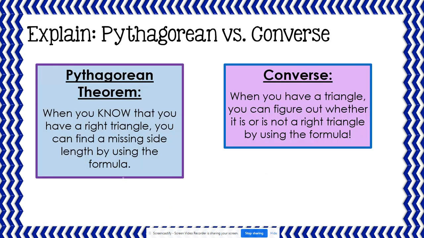When you're trying to explain the difference between the Pythagorean theorem and the converse of the Pythagorean theorem, it's important to know that the Pythagorean theorem is used when you know for sure that you have a right triangle. You see the right angle, you know what the legs are, and you know what the hypotenuse is. We use the Pythagorean theorem to find missing side lengths by plugging into that formula. The converse of the Pythagorean theorem is used when you have a triangle, but you don't know if it is a right triangle or not. So you know all of the side lengths, but you are going to plug them into the formula to see if those would make Pythagorean triples, which would tell you that you have a right triangle.